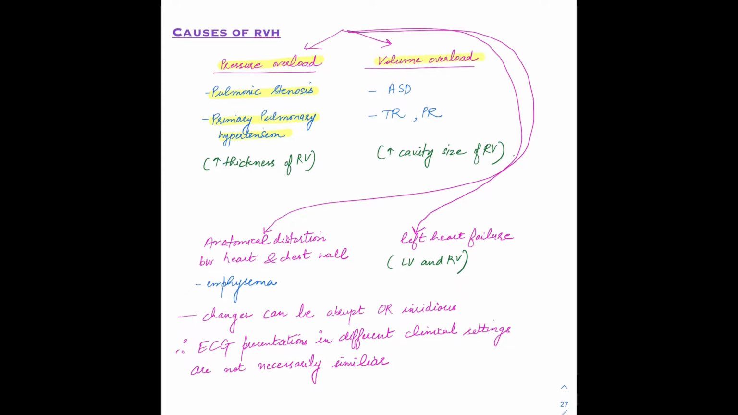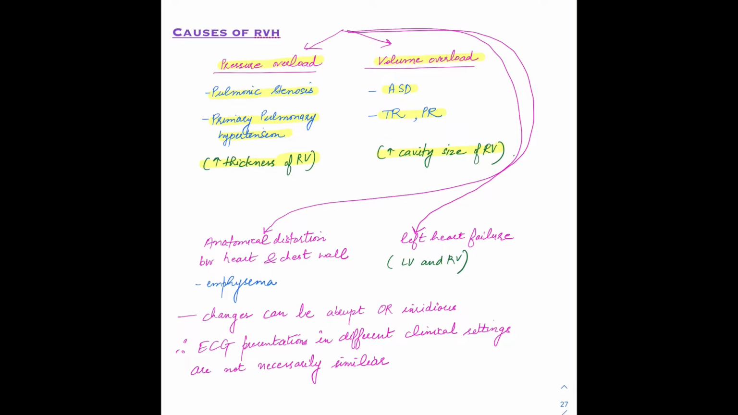In case of volume overload, there's going to be an increase in the volume in the right ventricle. Therefore, this is a condition that you can see in case of atrial septal defect or tricuspid regurgitation or pulmonary regurgitation. Now, in case of pressure overload, there will be increased thickness of the right ventricle. But in case of volume overload, there will be an increase in the cavity size of the right ventricle. So the concept is the same as we did in left ventricular hypertrophy.